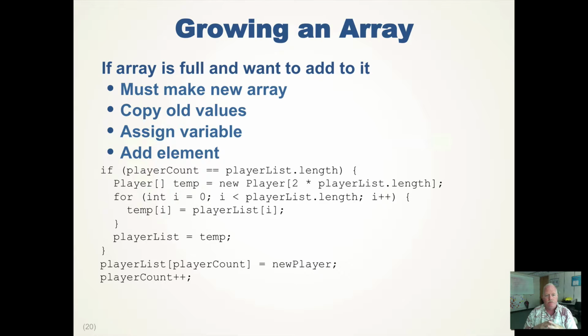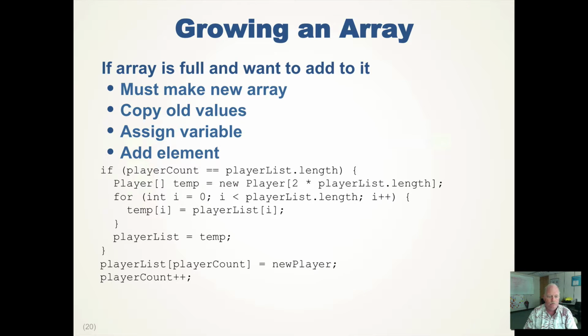So how can we grow an array? If we've filled up our player array and we want to add an 11th player, what do we need to do? Well, we need to make a new array, copy all the old values into it, assign that copy into the variable that was the original, and then we add the element.